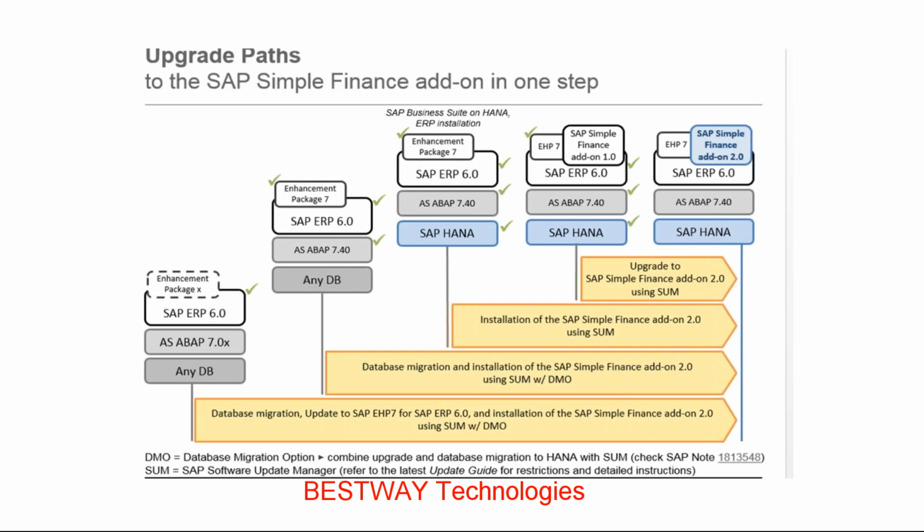SAP has given a deadline by 2025, all its customers have to be in HANA database. It is not that you have to use 1605 or 1709. You should be in HANA database because 40% of the revenue SAP is getting goes to the database vendors, so it has to avoid that. For that purpose, SAP is asking all its customers to go for HANA database by 2025.